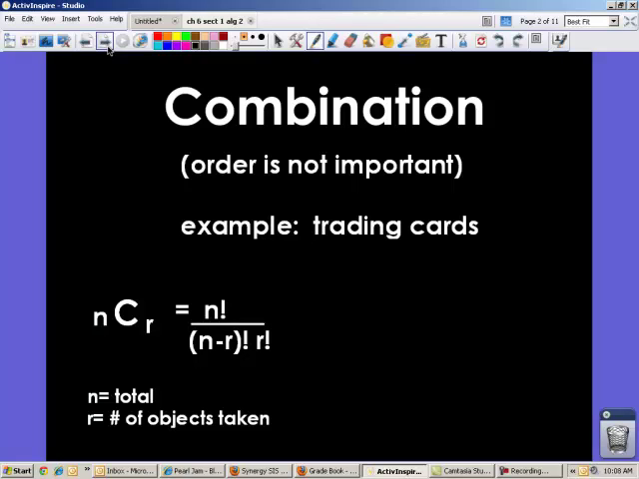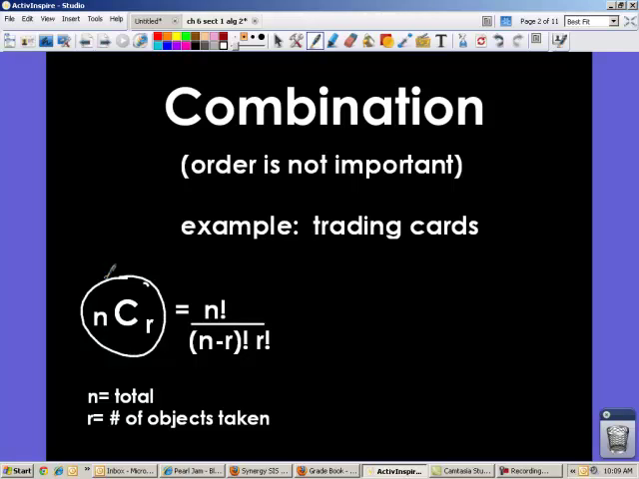And when we're talking about a combination, we have an equation where we have N and then a big C with an R. And the equation is N factorial over N minus R factorial and R factorial. The exclamation point means factorial. The N stands for the total. So if we're talking about trading cards, it would be the total amount of trading cards that you have in your hand. And then the R is the number of the objects taken.